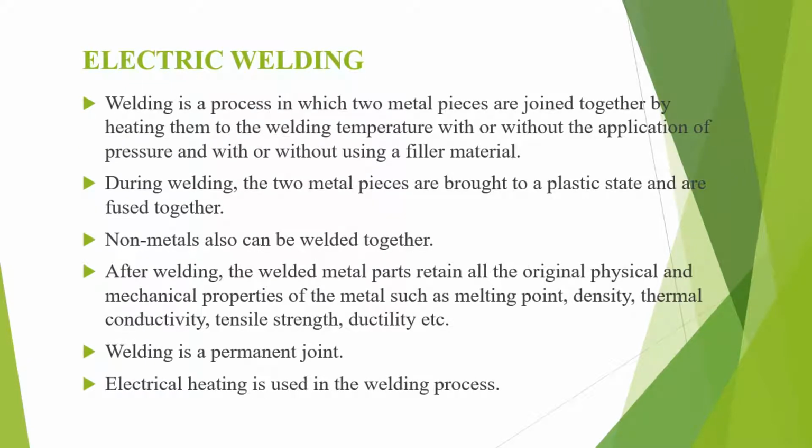Electric welding. Welding is a process where two metal pieces are joined together by heating them to the welding temperature. This process can be carried out with or without the application of pressure, and with or without filler material. During welding, the two metal pieces are brought to a plastic or molten state and fused together. Also, non-metals can be welded.